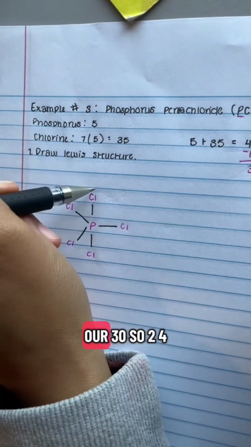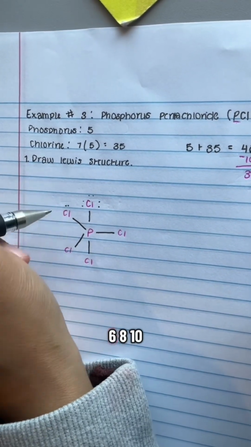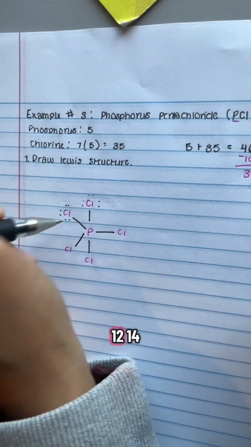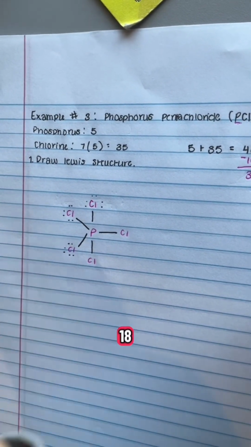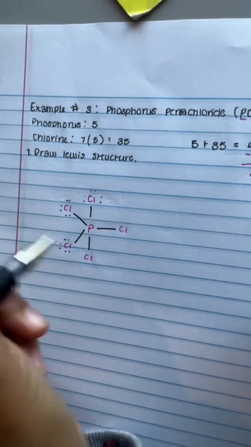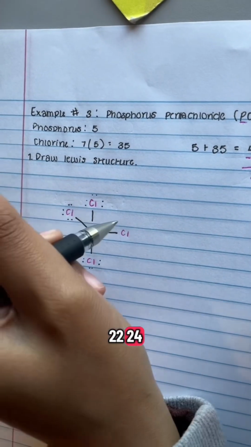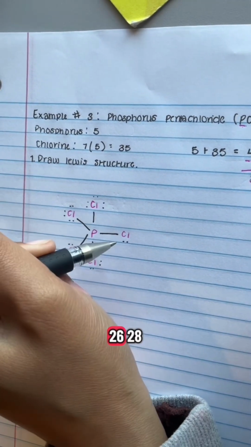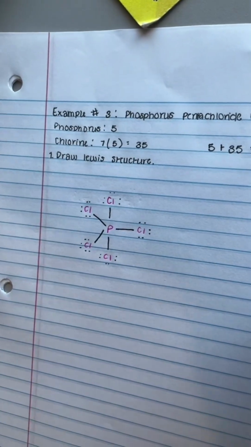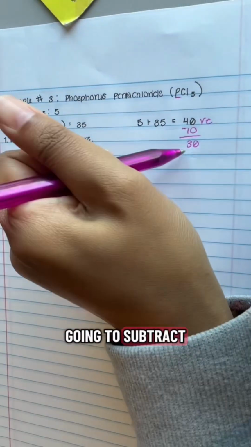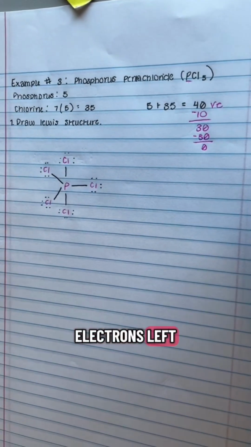Now we distribute our 30: 2, 4, 6, 8, 10, 12, 14, 16, 18, 20, 22, 24, 26, 28, 30. Now we're just going to subtract the 30, and now we have 0 valence electrons left.